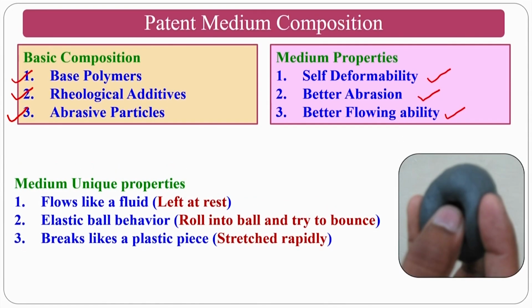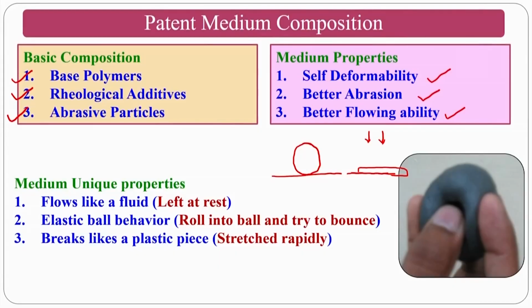But this medium behaves uniquely. If you make a sphere and put it on a plate or a flat surface, after some time it will become flat at the bottom. That means that because of atmospheric pressure it is self deforming, and that is called self deformation. So, it flows like a fluid. Whenever you leave it like this for a long time, it will become flat and start flowing.